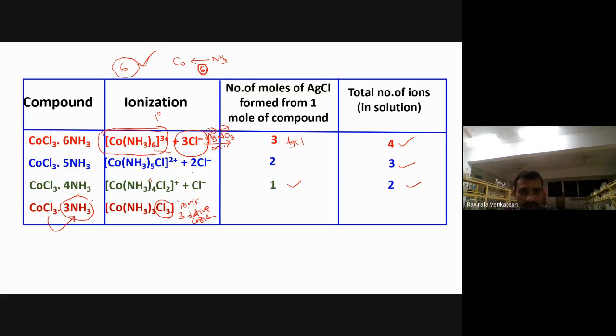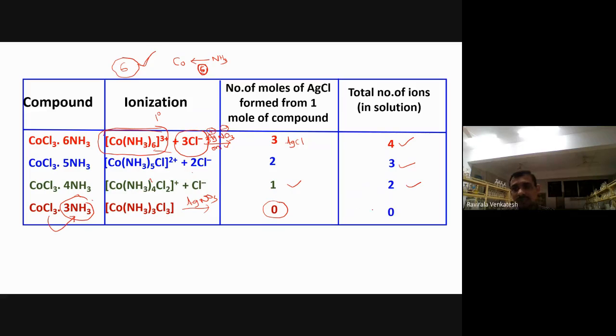So here, do we have any chlorines outside? We don't have any chlorine outside. You observe here what happened. No chlorine outside here. So even if you treat this with AgNO3, you are not getting any reaction. So how many AgCl do we get here? Zero AgCl.